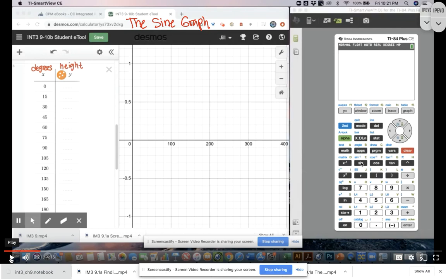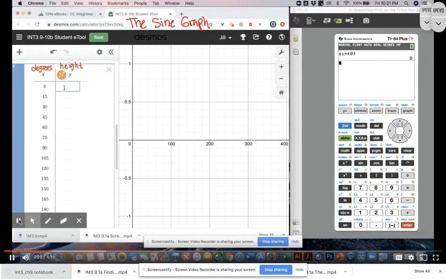The way the sine graph works is we're going to go ahead and put sine of 0 in our calculator, and it's going to give us 0. We're going to be making a table, the x and y table. Go ahead and make this table. Draw the x and the y table. X is going to be degrees, y is going to be height. And we're going to go ahead and start filling it out. Notice sine of 0 is 0, so the height is at 0. We're going to keep going.